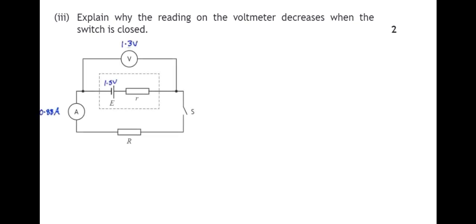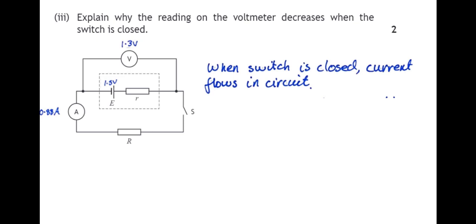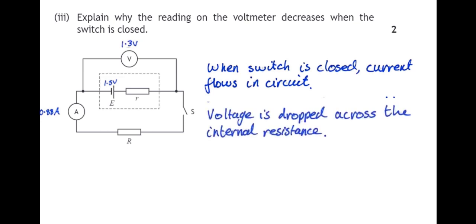Part 3, explain why the reading on the voltmeter decreases when the switch is closed. Well, as I just mentioned, when the switch is closed, the current will start to flow around the circuit. When current starts to flow around the circuit, charge has to be leaving the battery effectively, and energy is used up in getting that current out of the battery. So energy or voltage is dropped across the internal resistance.